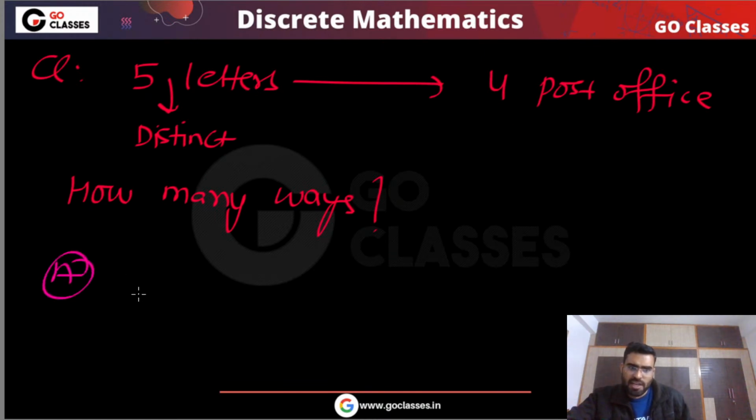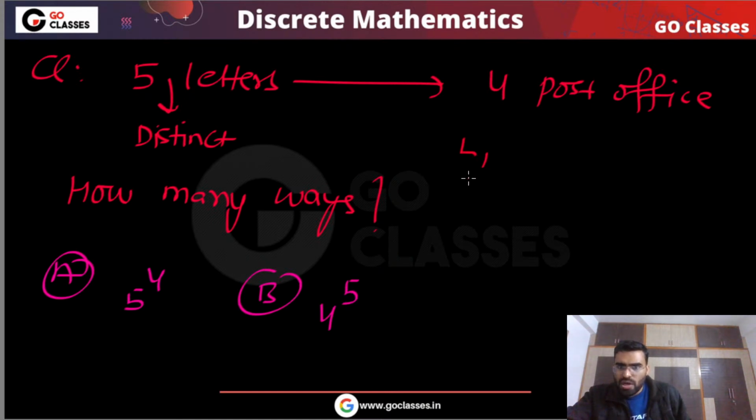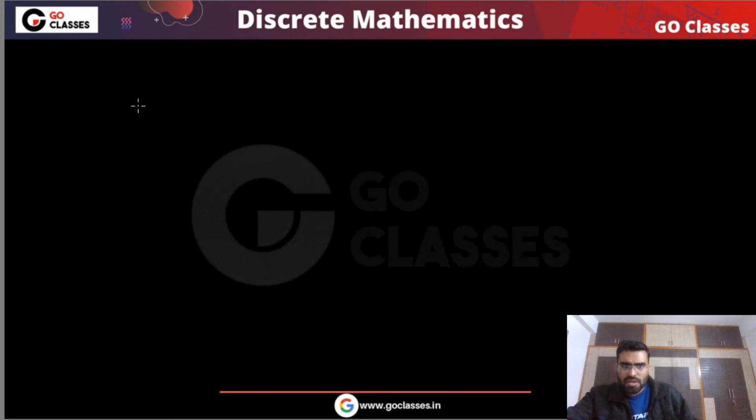So which option is correct? Tell me, 5 power 4 or 4 power 5? In this question, which option is correct? 4 power 5. Here you can notice I have 5 different letters, so for each letter I have 4 choices. Just decide what you are distributing. You are distributing letters. So for each letter you have 4 choices. Remember, each letter has 4 choices.